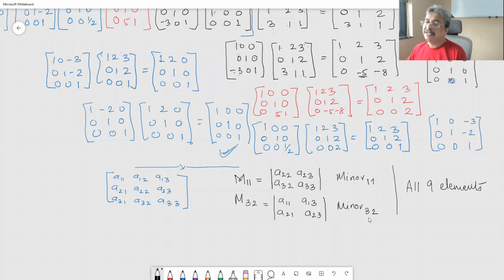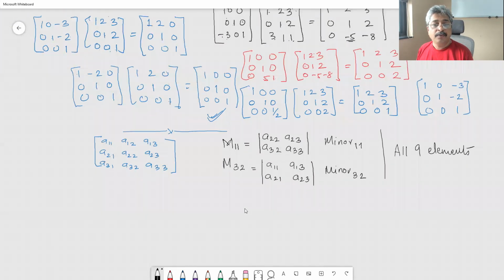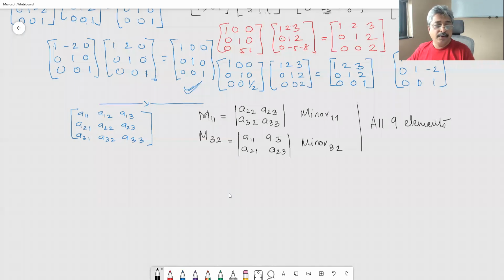In 3 by 3, all 9 elements; in 4 by 4, all 16 elements; in 5 by 5, all 25 elements; in 2 by 2, all 4 elements. Okay, so this is called minor. Now, capital A11 is the cofactor.